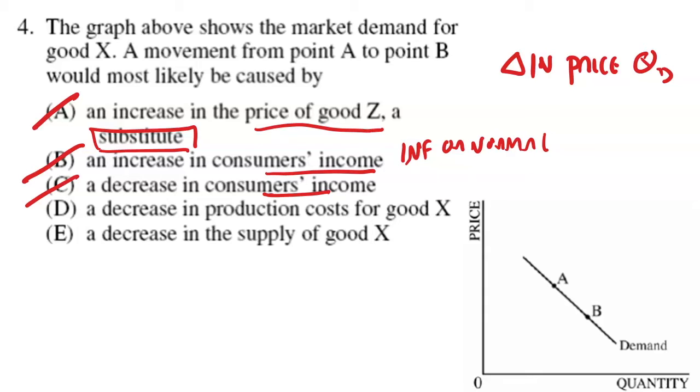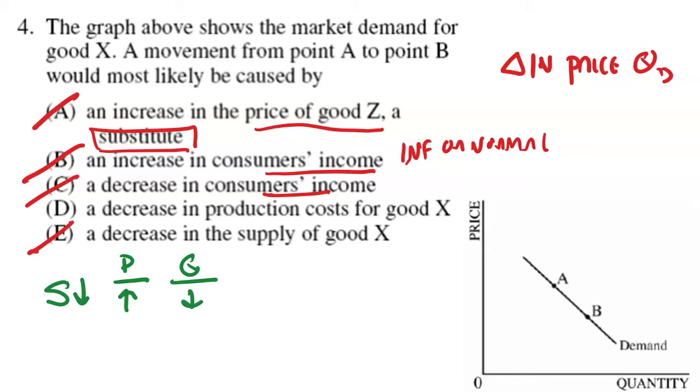If you watch the video, we'll do this in green. If you're looking at answer choice E, a decrease in supply is going to cause price to increase and our quantity to decrease. Well, if our price increases, then we should move from A further up the demand curve here. So we know it's not E as well.